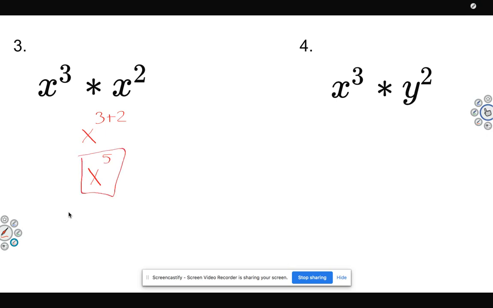So again, notice we are multiplying here. We're multiplying these 2 sets of monomials. However, when we're working with the actual numbers that are the exponents, we're adding those together.